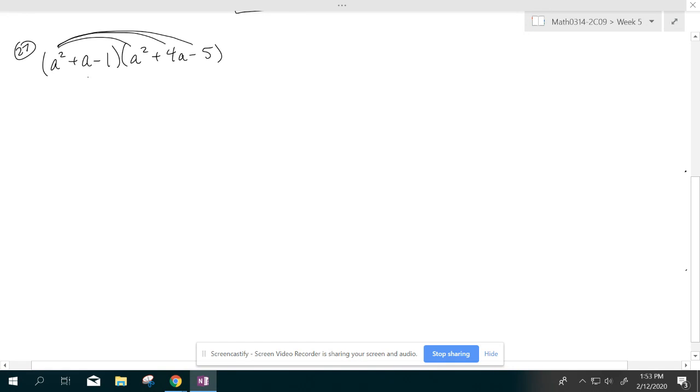Then whose turn would it be? The a. 1, 2. He'll go. And then last, the -1 will take a turn, okay? So if you break it down and look at what's going to happen, this is going to be 9 individual steps. 9 little steps, okay? Let's get started. A squared times a squared. How about a squared times 4a?